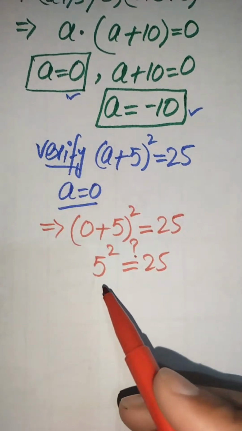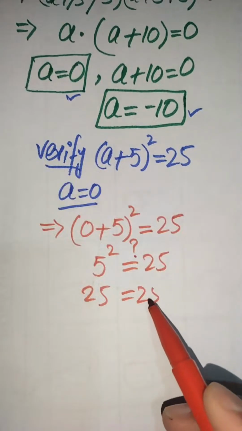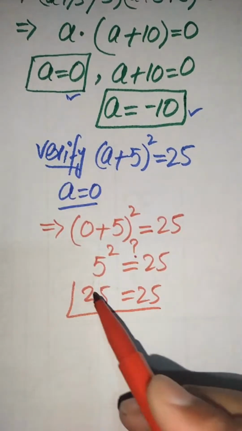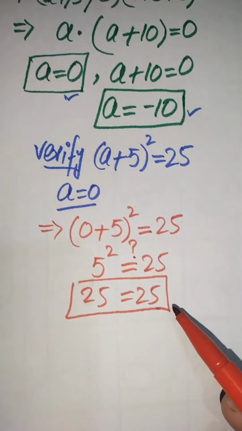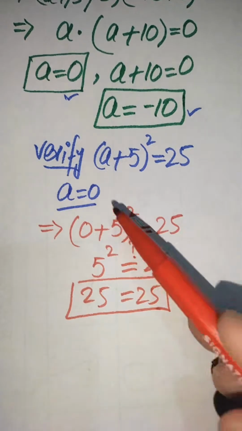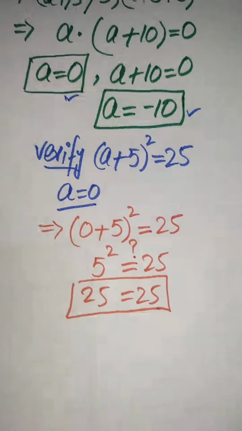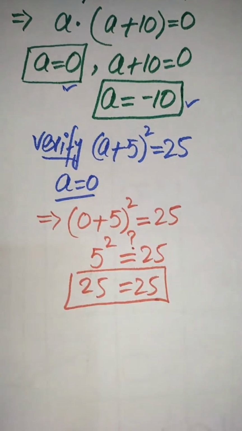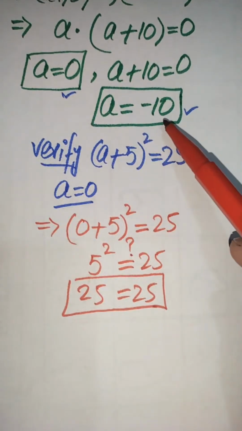So 5 square is equal to 25, equals 25. This shows that the value a equals 0 satisfies our given question statement. So this means that a equals 0 is the first solution of the given equation because it satisfied our given question statement. And now we verify our second root, which is a equals minus 10.